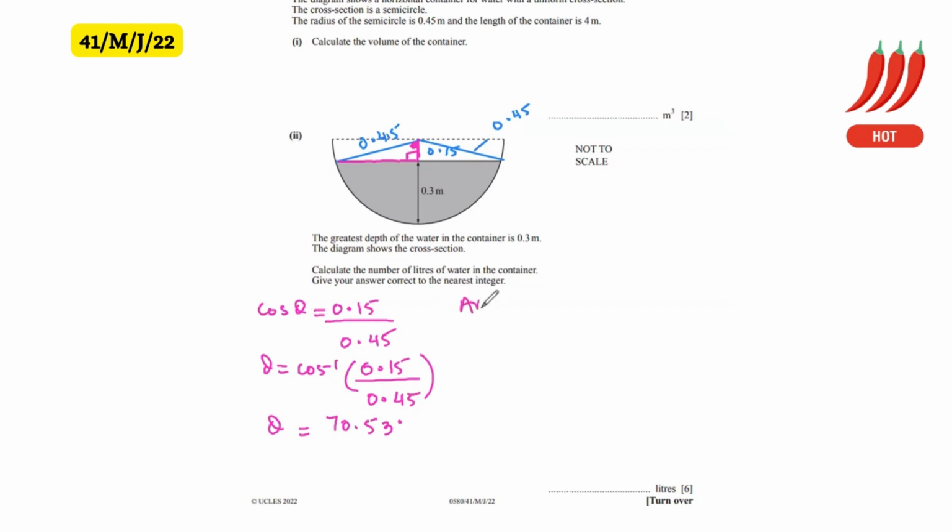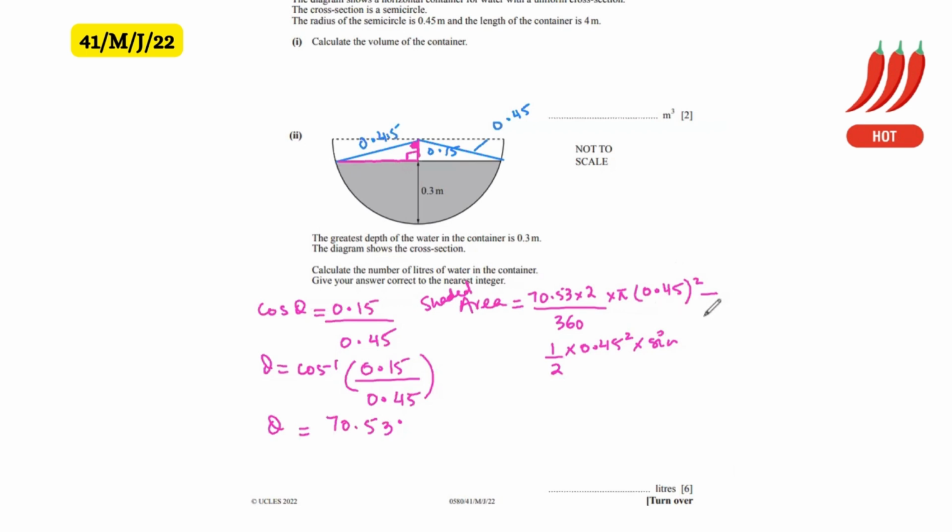So this is very similar to a question that we have done previously in this video. So the shaded area would be 70.53 times 2, which is going to be the area of the sector. So 70.53 times 2 over 360 times pi, r is 0.45 squared, minus the area of the triangle, 1 over 2 times 0.45 squared times sine of 70.53 times 2. So let me just find that.